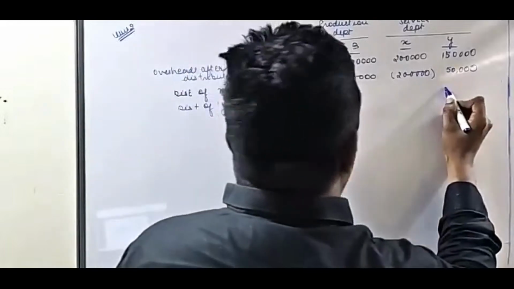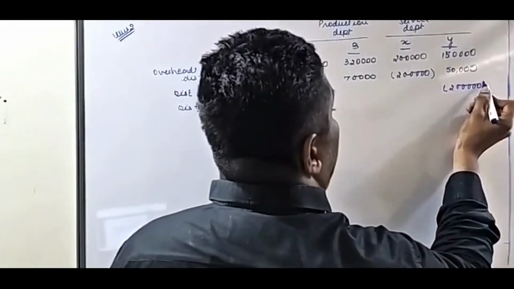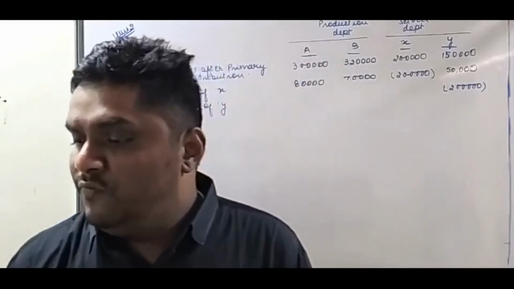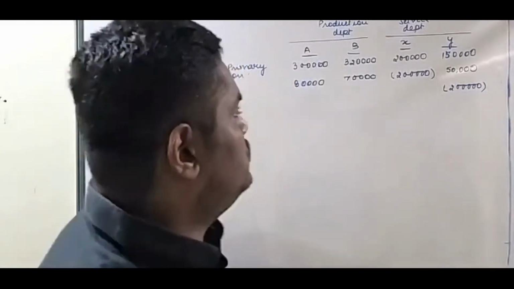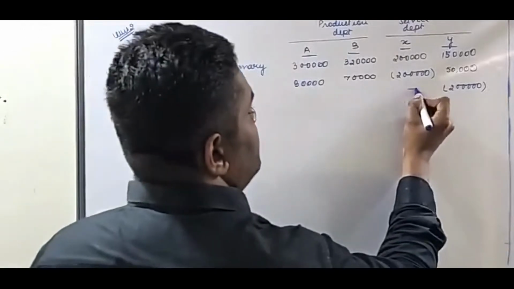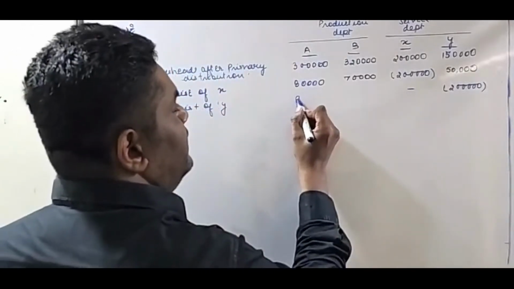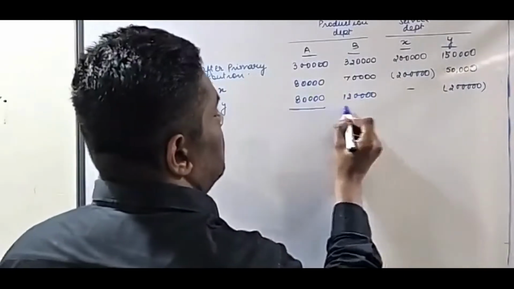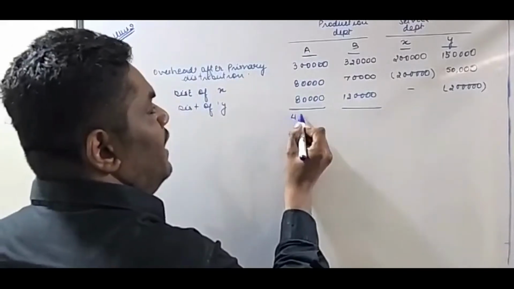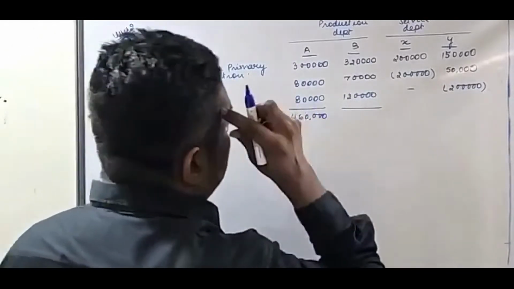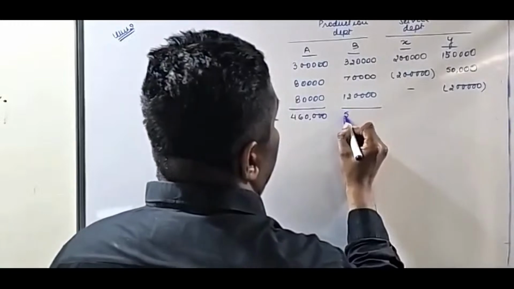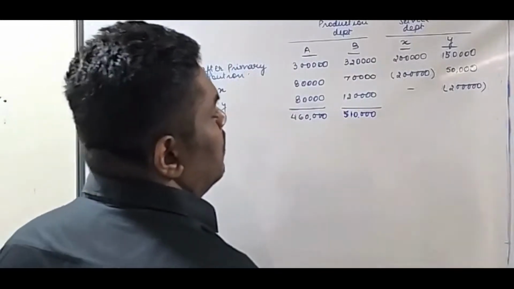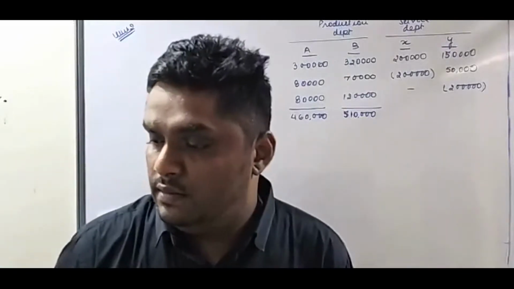Now the total overheads of Y will be how much? 2 lakh, that is 1,50,000 plus 50,000. So 40% goes to A and 60% goes to B. So 80,000 and 1,20,000. So this will be 4,60,000. And this will be 5,10,000.